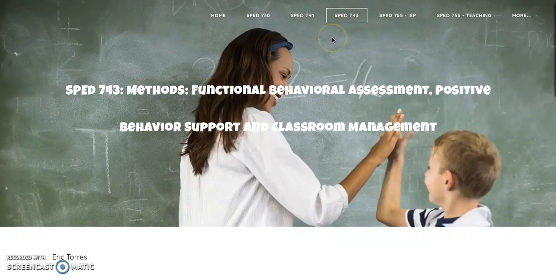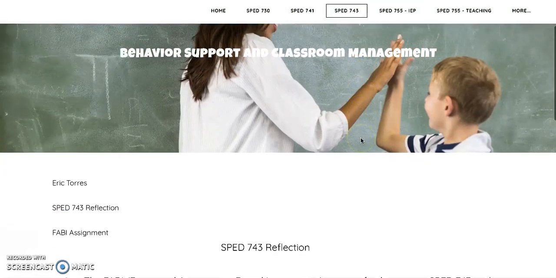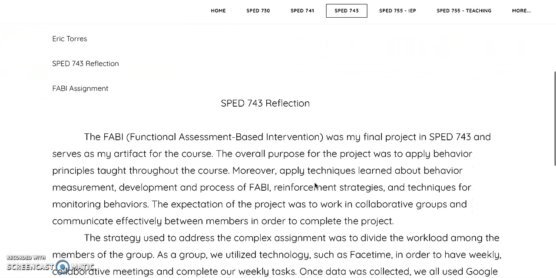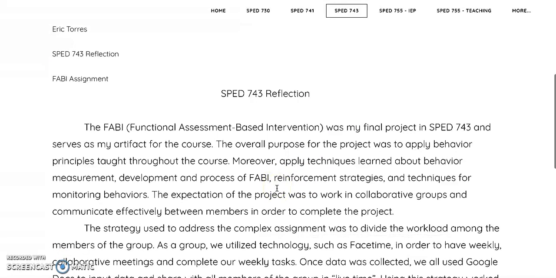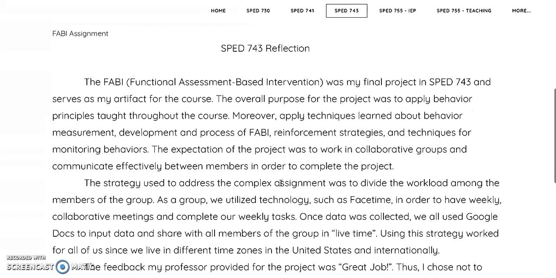Next course is 743. This is Functional Behavior Assessments, FBA, and Positive Behavior Supports. And for 743, the artifact was the Functional Assessment Behavior Intervention, or the FABI assignment. I chose this artifact because I learned a great deal from the assignment and in general from the whole course.